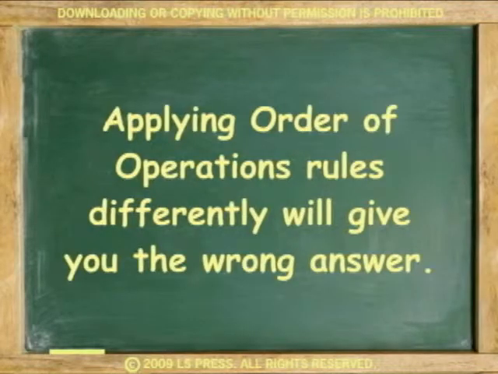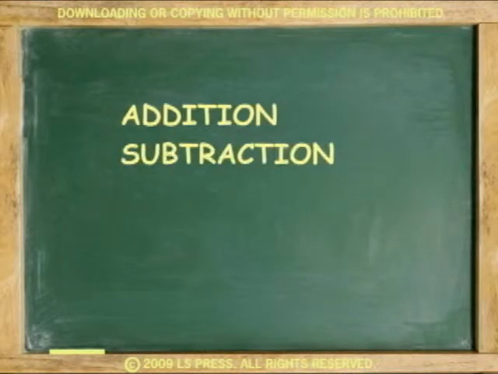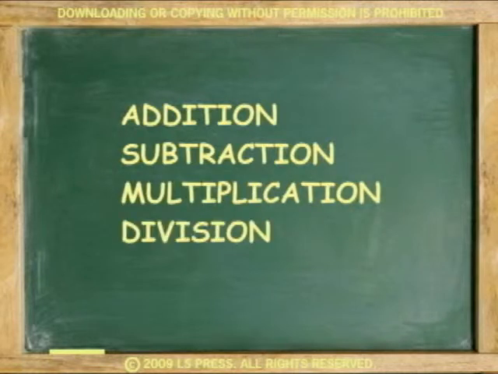In this section, Section 1-2, we'll study the rules for simplifying expressions and solving equations. These rules are called order of operations. For example, 4 of the operations you already know. They are addition, subtraction, multiplication, and division.